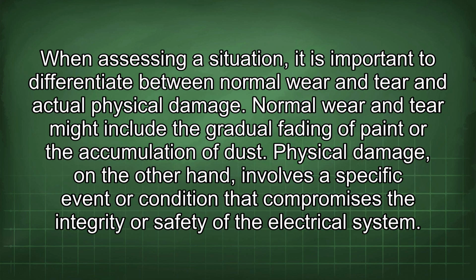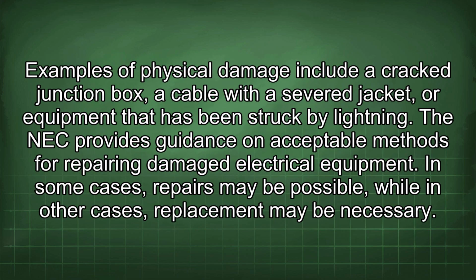When assessing a situation, it is important to differentiate between normal wear and tear and actual physical damage. Normal wear and tear might include the gradual fading of paint or the accumulation of dust. Physical damage, on the other hand, involves a specific event or condition that compromises the integrity or safety of the electrical system. Examples of physical damage include a cracked junction box, a cable with a severed jacket, or equipment that has been struck by lightning.